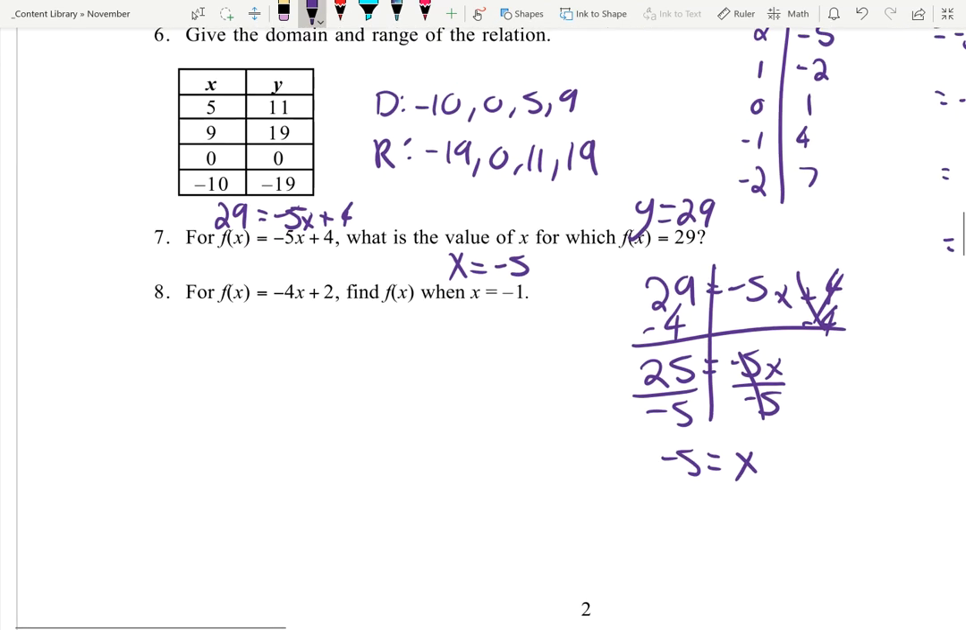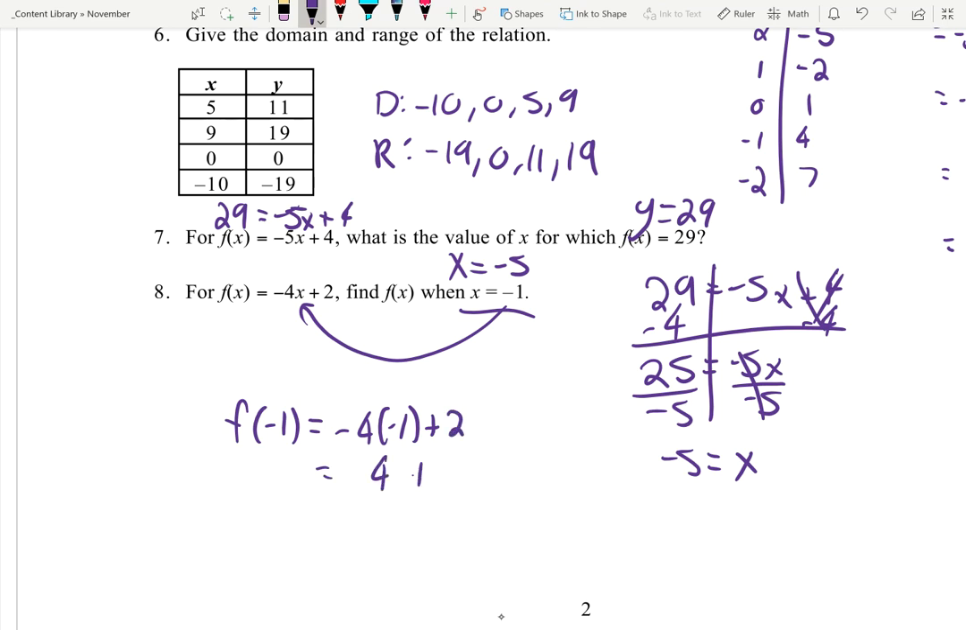All right, number 8. Number 8 is very similar, except it says find f of x when x equals negative 1. So in this case, x actually is negative 1, so we actually do plug that in to x. So f of negative 1, meaning plugging in negative 1, is negative 4 times negative 1 plus 2. So that is a positive 4 plus 2, which is 6. So f of negative 1, which is just f of x evaluated at negative 1, equals 6.